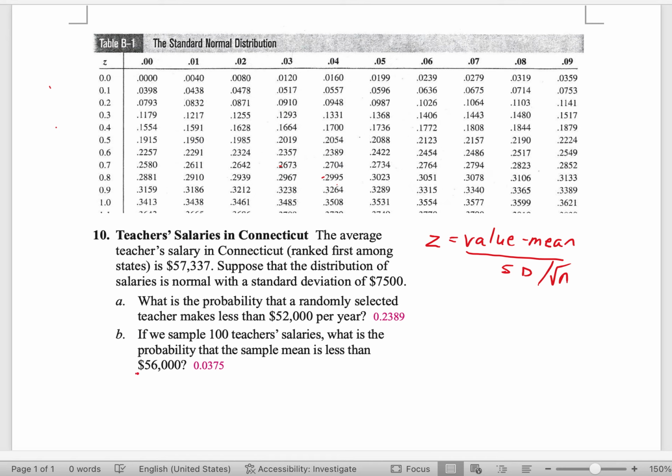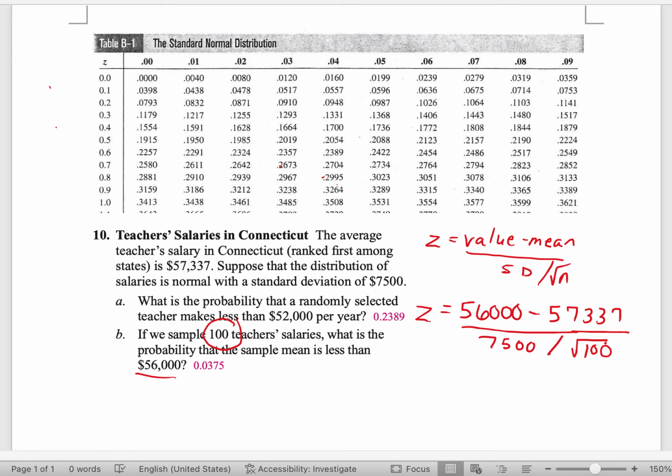Again, the number in the question. So we want to go less than 56,000. That number should go first when I'm working it out. All right, I'm going to subtract my mean, which is 57,337. Divide by my standard deviation, which is still 7,500. And then the square root of the sample size. So my sample size was 100, so I'm going to be dividing by the square root of 100.